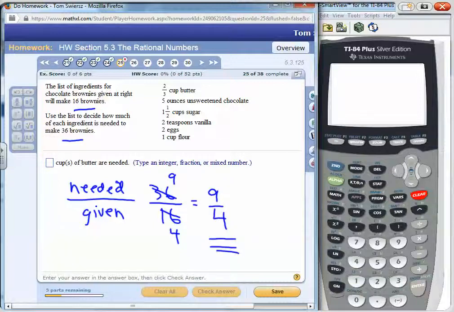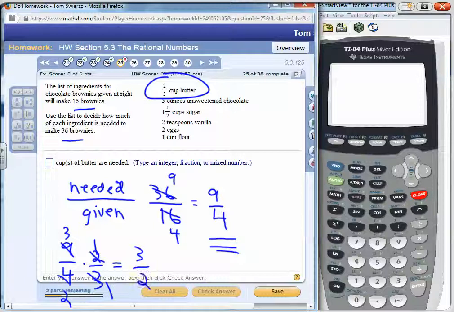For example, for the butter, we're going to multiply the 9/4 by the amount of butter, which is 2/3. Before we multiply, we can reduce. 3 goes into 3 once, and into 9 three times. 2 goes into 2 once, and into 4 twice. So the numerator is 3 times 1, which is 3, and the denominator is 2 times 1, which is 2. We get 3/2, which as a mixed number is 1 1/2.